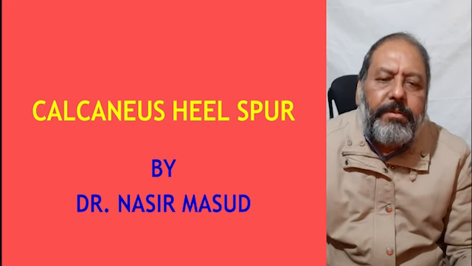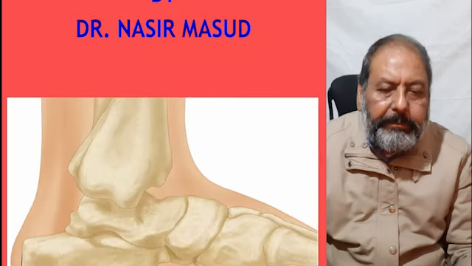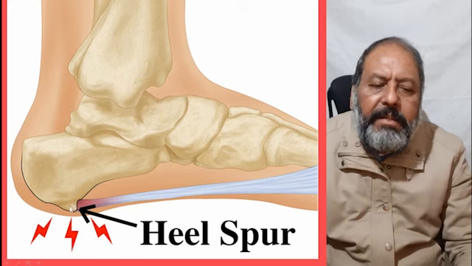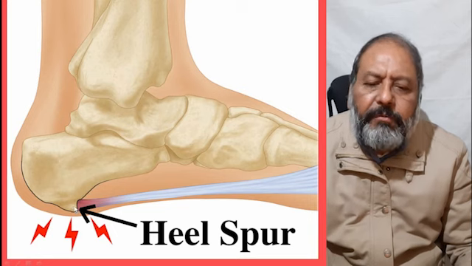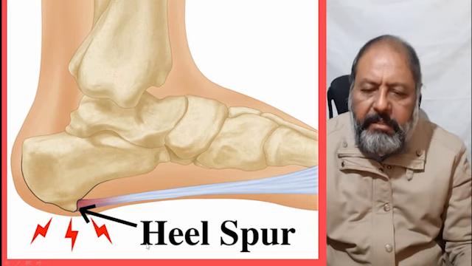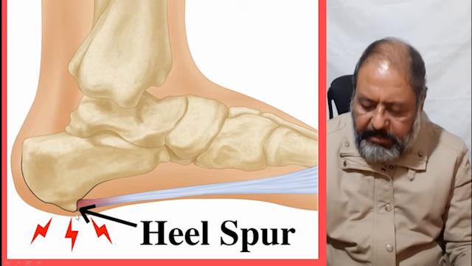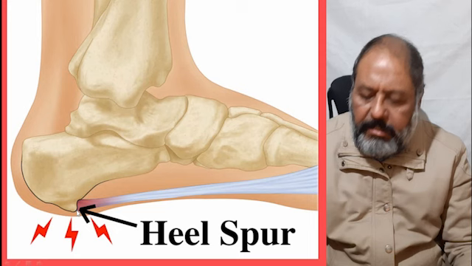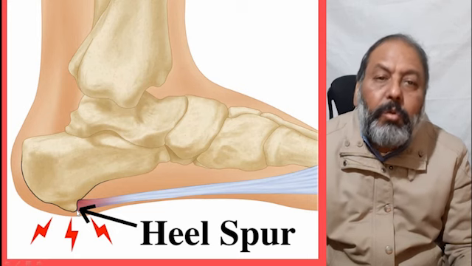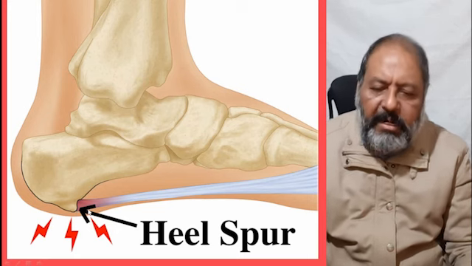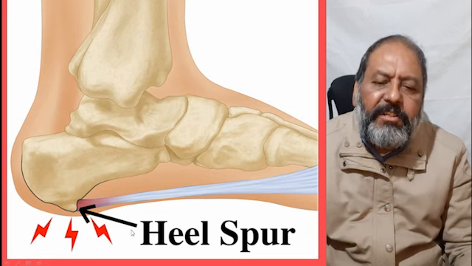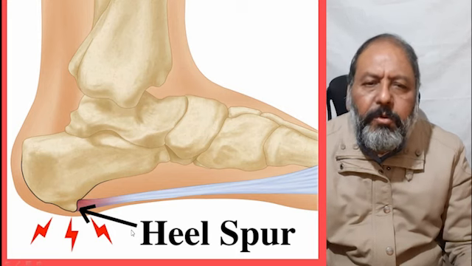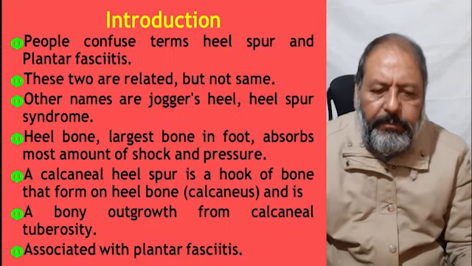The topic of today is calcaneus heel spur. As one can see, this is the heel spur, the projection from the calcaneus bone, so it is called calcaneus heel spur, as it is just going to touch the hard surfaces if one is not wearing properly cushioned shoes. It is going to cause pain, leading to plantar fasciitis, and is responsible for the pain in many people, and most of the time it is overlooked.